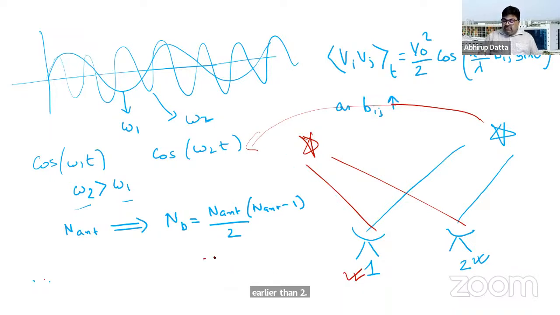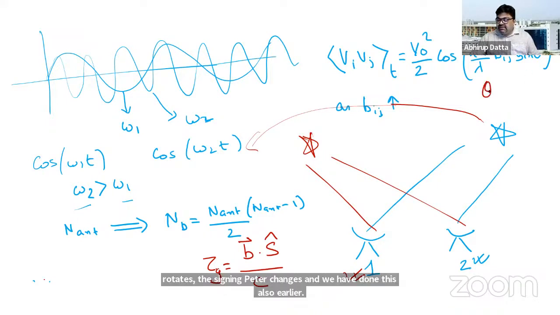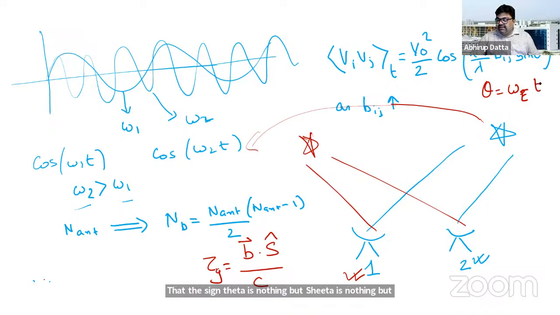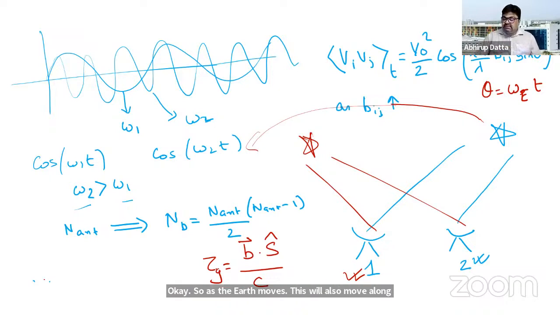So that's why this tau, you remember in the first slide, the delay is nothing but the dot product towards the direction of this. As the Earth rotates, this sine theta changes, and we have done this also earlier, that this theta is nothing but omega E times t, the angular rotation rate of the Earth. And so this is going to change. Okay. So as the Earth moves, this will also move along with it, and as a result, this fringe function will change. Okay.